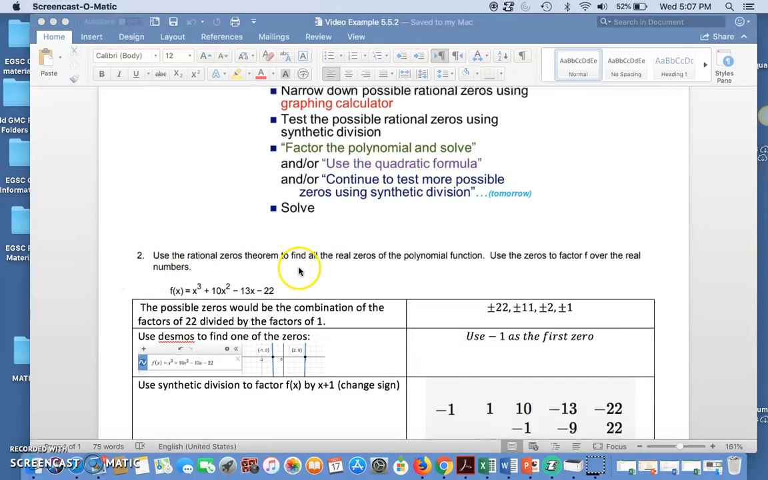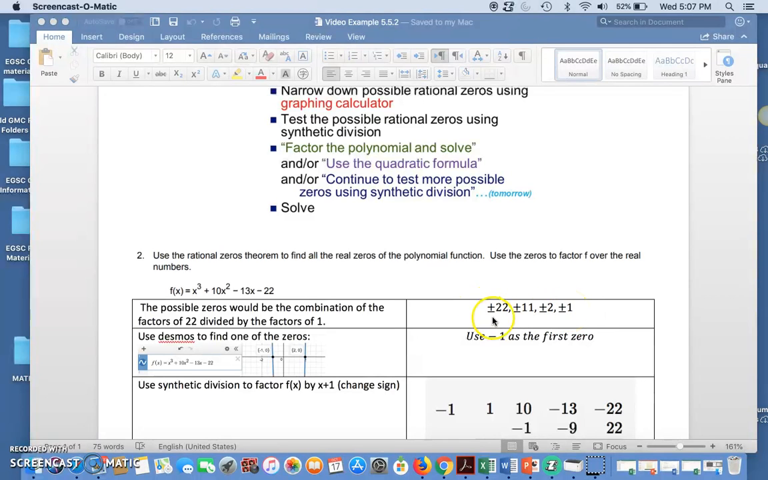Well, the theorem is basically you take all the factors of 22, which would be 1, 2, 11, and 22. Those are the only numbers that go into 22. And you also take the factors of the lead coefficient. Well, here it's only 1. So you put the factors of 22 over the factors of 1, and for both the plus and the minuses. So all of your rational zeros will come from this list right here.